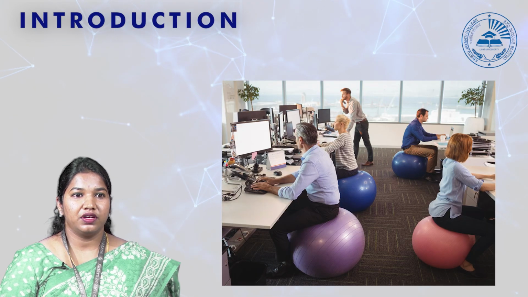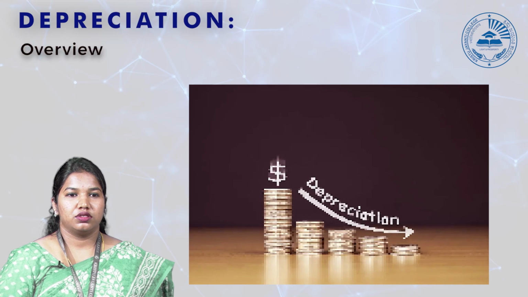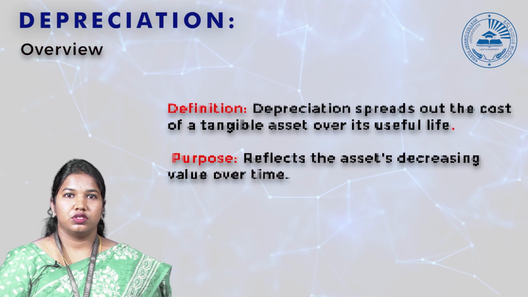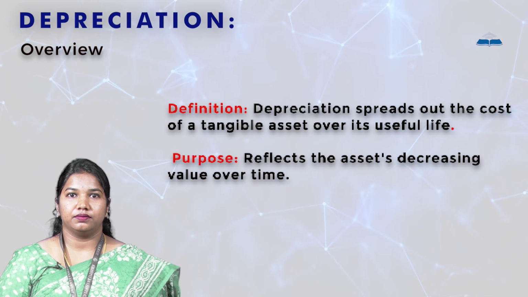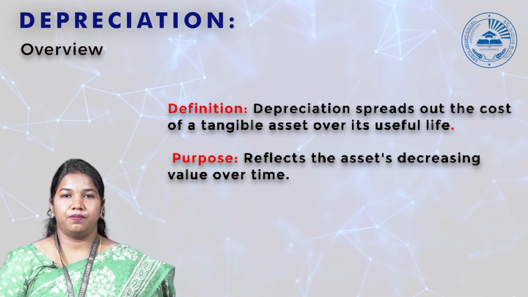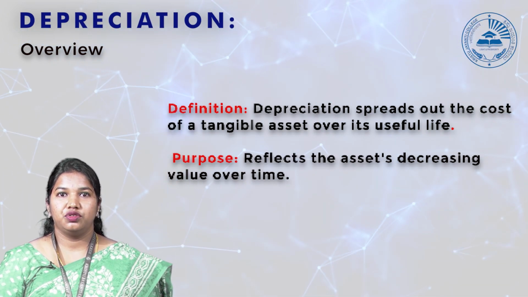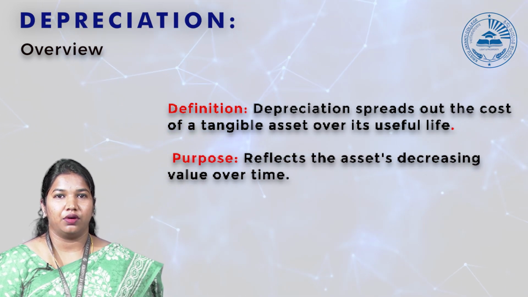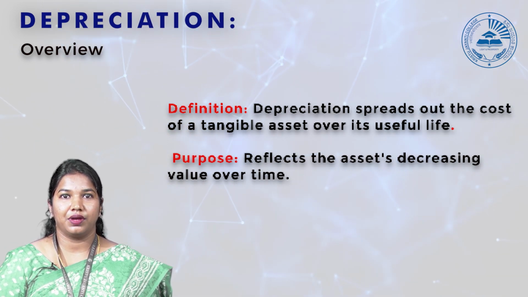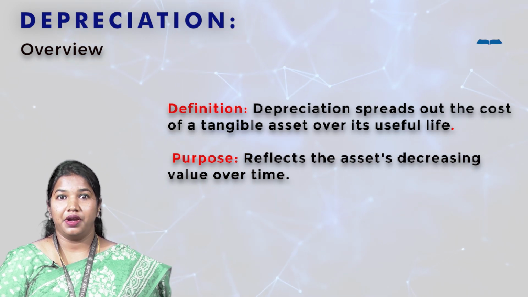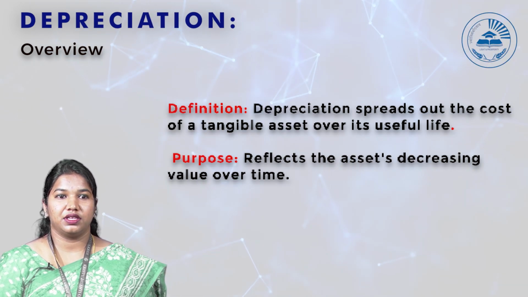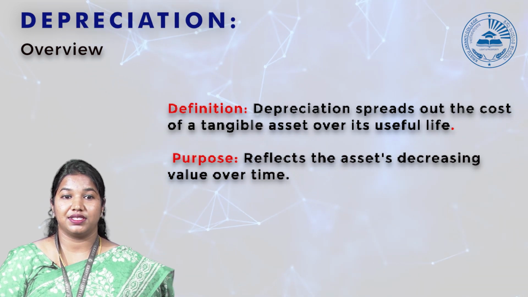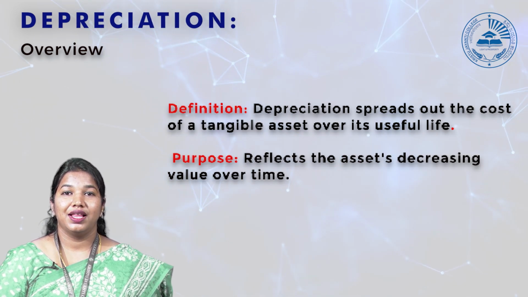Okay, so the first one is depreciation. I think most of us would know about this. When you buy a land, you would have purchased it for some amount. During the course of years, the value keeps going down, the asset value keeps going down. That is what is called depreciation. Depreciation spreads out the cost of a tangible asset over its useful life.